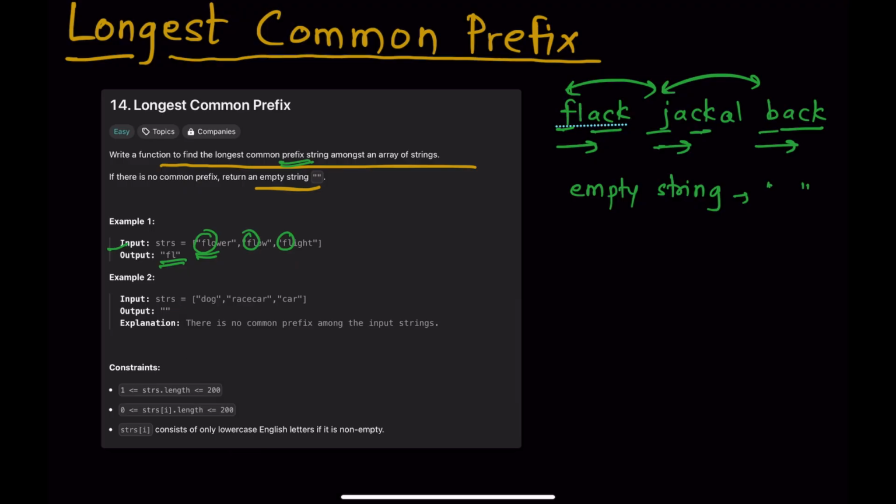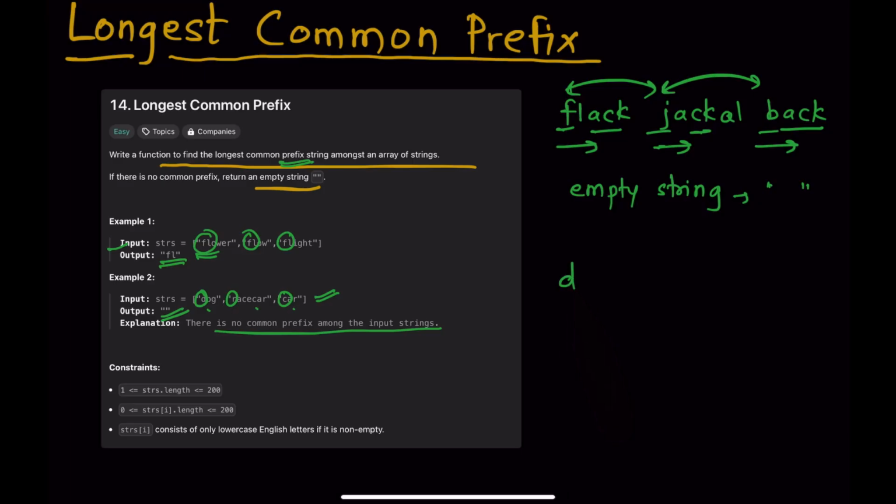For more clarification, let's consider this another example given by LeetCode itself. We have this input: dog, racecar, car. As you can see, the first character from each of the strings is not matching. That's why the output here is again the empty string. There is no common prefix among the input strings.